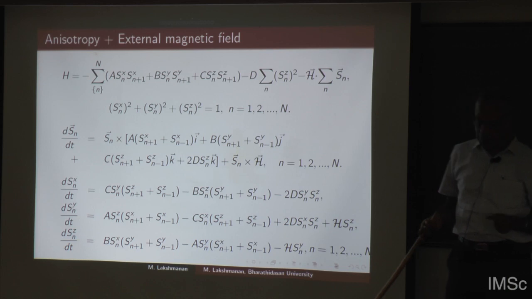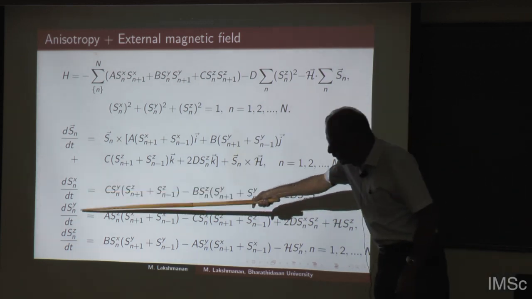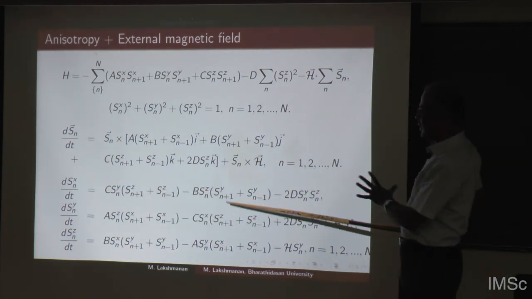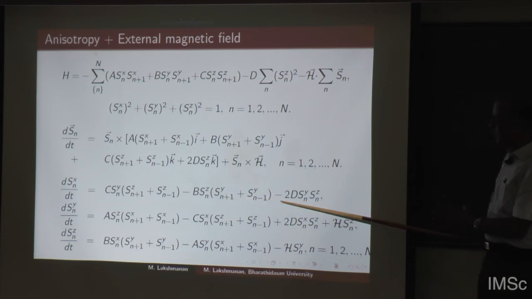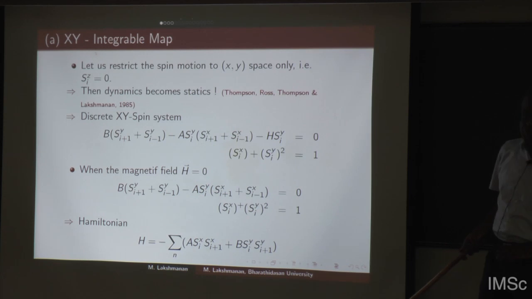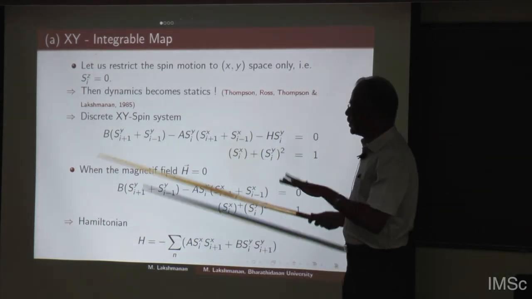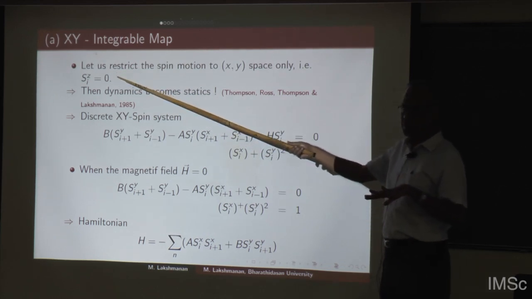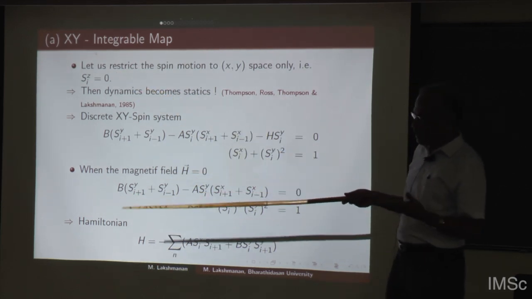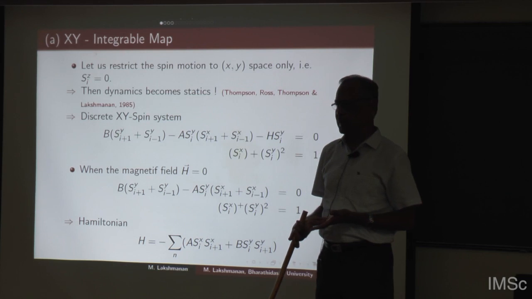The first thing I want to point out: you write down the evolution equation for the three components. So they are a little bit complicated, but you can write them down. But if you try to confine the spins to a plane, say the xy plane, so that S_i^z equals 0, then you find the dynamics become statics.